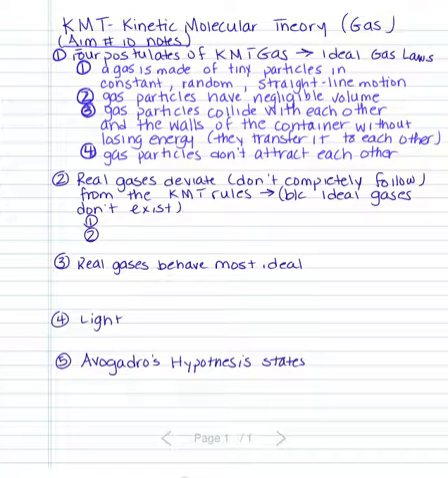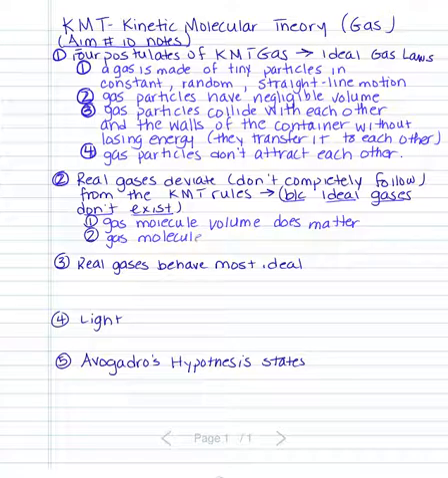Now, real gases deviate from the KMT rules. That means that they don't completely follow the kinetic molecular theory rules, mostly because ideal gases don't actually exist. It's just a set of parameters that help us explain how most gases behave. But the reason why they deviate is because gas molecule volume does matter, and because gas molecules do actually attract each other. There is a certain small amount of intermolecular force of attraction, even in the gas state.